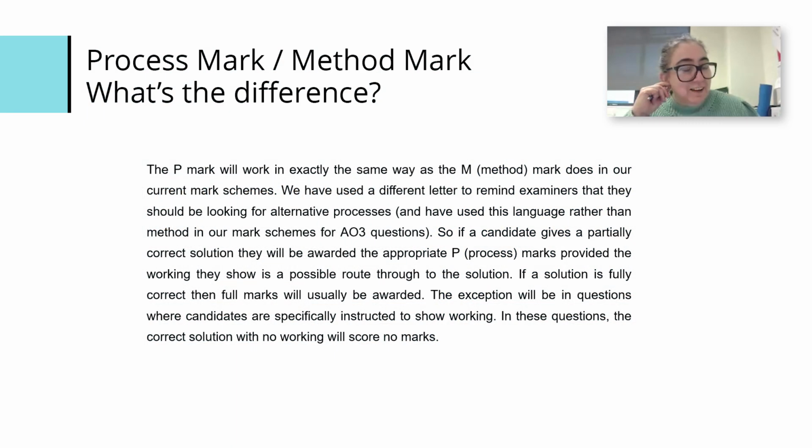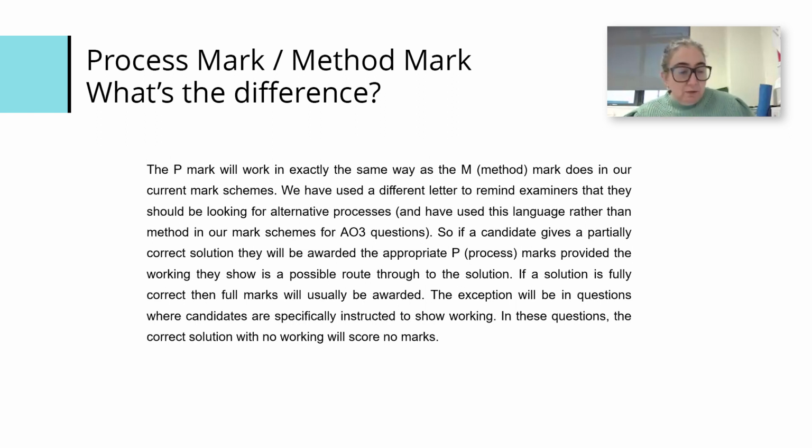I put this in here, and we've used the same explanation quite a few times, so I apologise if you've seen it before, but it always makes me laugh. There's the long answer. The short answer is nothing. There is no difference. Absolutely diddly squat. The difference is the fact that a process mark is allocated to an AO3 type question. That's it. An AO3 being problem solving.